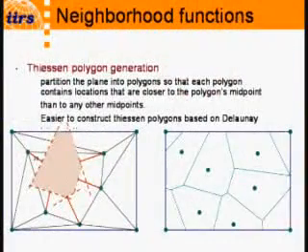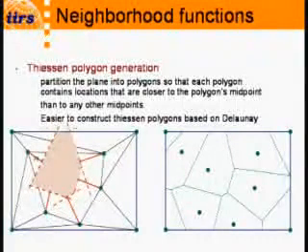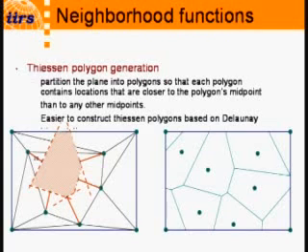So what we generally do is first partition the plane into polygons, so that each polygon contains locations that are closest to the polygon's midpoint than to any other midpoint. So here you can see that you are first making a TIN model, and then you use Delaunay triangulation to calculate the different types of polygons.